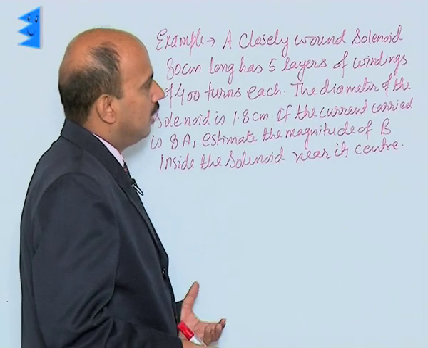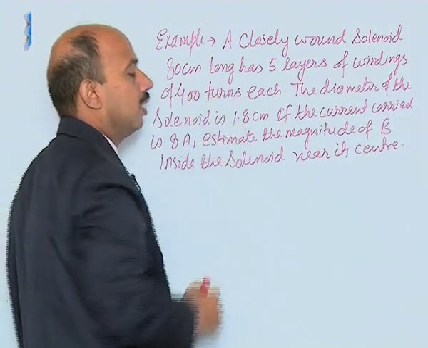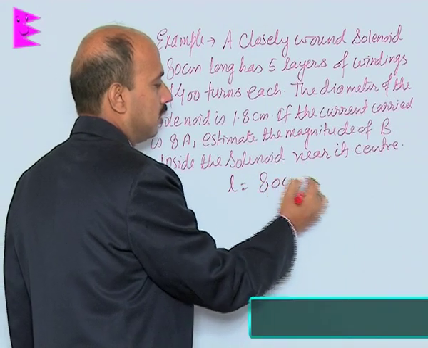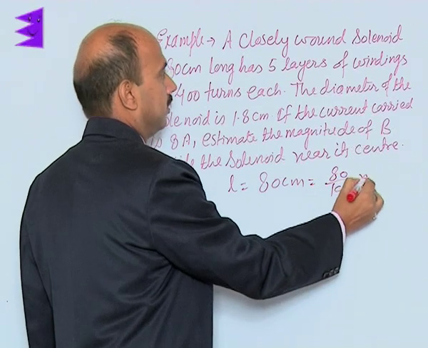Now see the example related to solenoid. Here a closely wound solenoid 80 centimeter long. So L is given to you, that is 80 centimeter. And now we can write here 80 upon 100 meter.